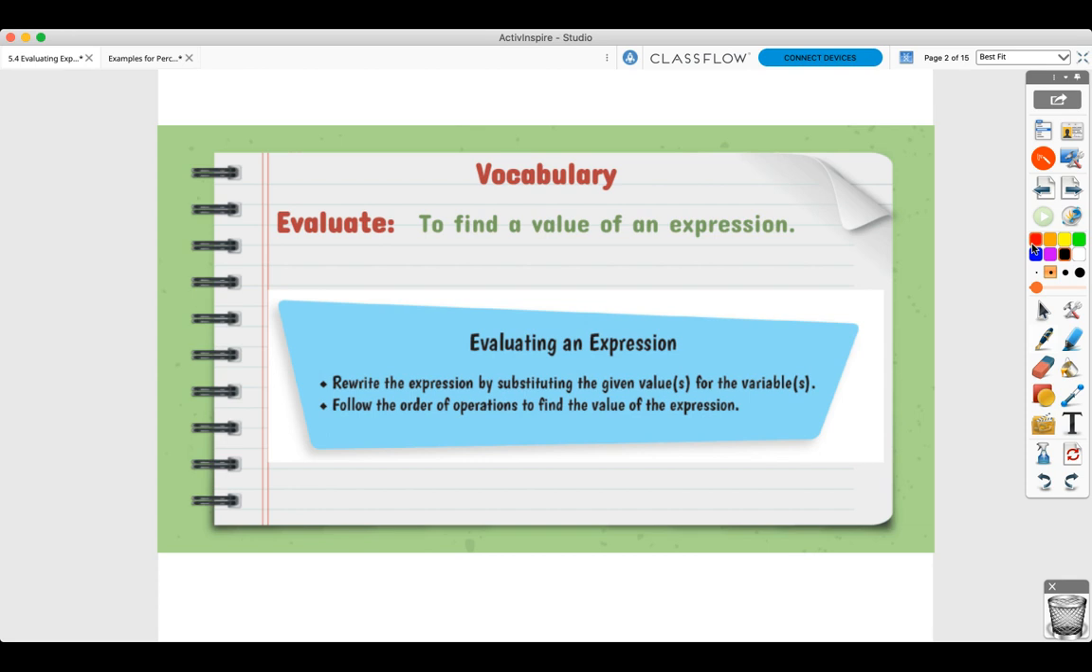So evaluate means to find a value of an expression. So rewrite the expression by substituting the given values for the variables. You may have one variable, you may have two variables, you may have three or more, depending on what it is, but they're going to be given values now. So for instance, you have the expression 5x, you're going to be given a value for that x, like x equals 2, something like that. Now then follow the order of operations to find the value of the expression.